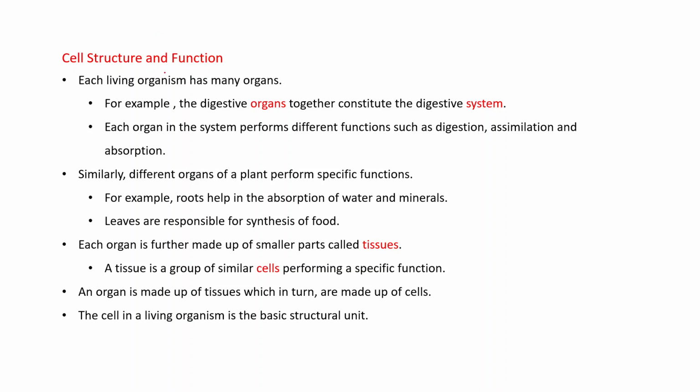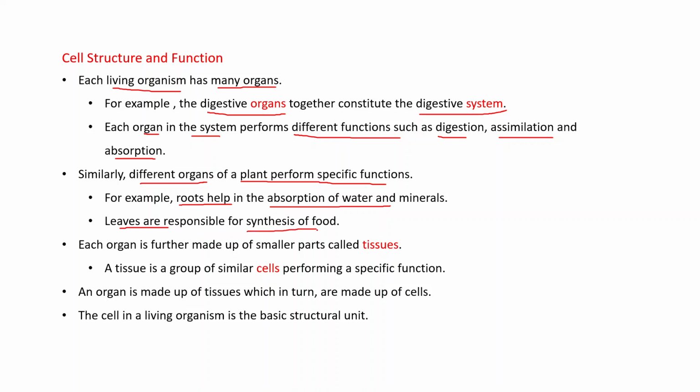Cell structure and function. Each living organism has many organs. For example, the digestive organs, which in 7th class we discussed together, constitute the digestive system. Each organ in the system performs different functions such as digestion, assimilation, and absorption. Similarly, different organs of a plant perform specific functions. For example, roots help in the absorption of water and minerals. Leaves are responsible for synthesis of food.